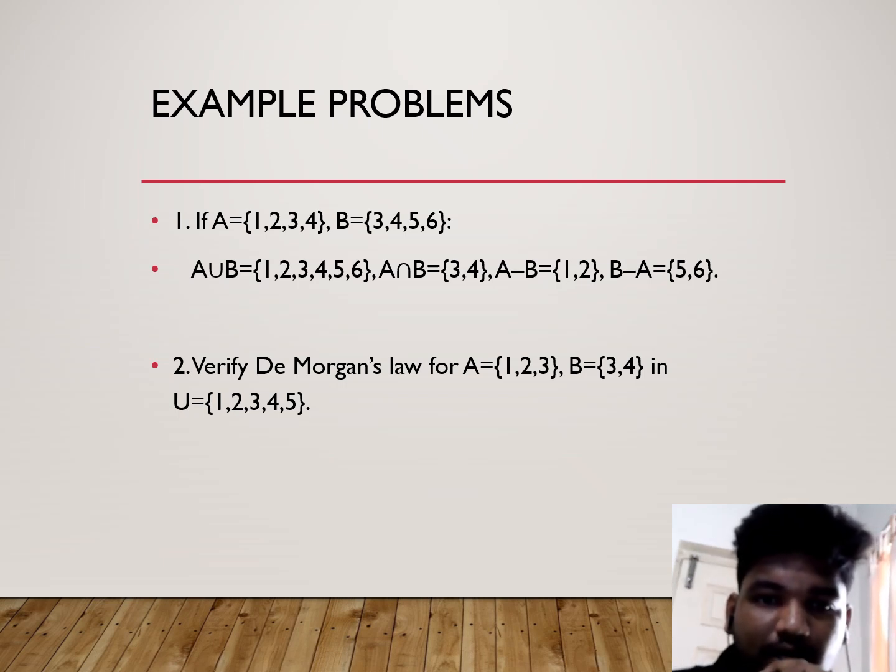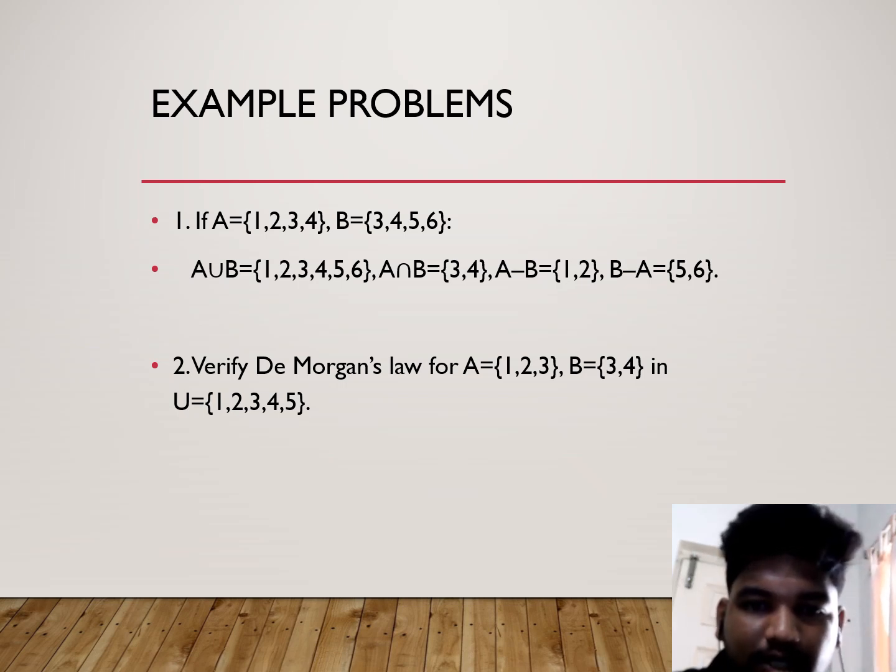A union B. Here A set is 1, 2, 3, 4 and B set is 3, 4, 5, 6. A union B equal to 1, 2, 3, 4, 5, 6. All the elements in the two sets are written in the union. And common elements, we can see here common elements 3 and 4 in the two sets. So A intersection B equal to 3 and 4.